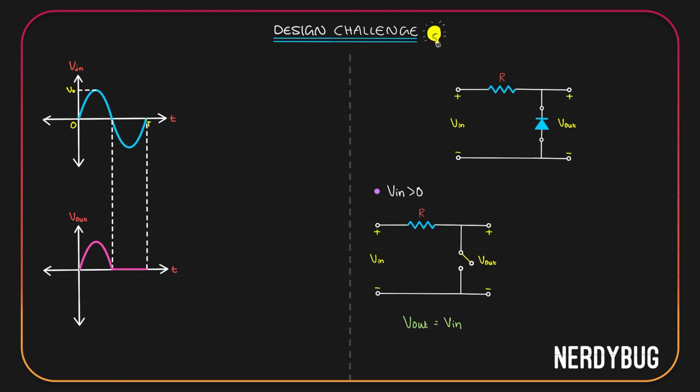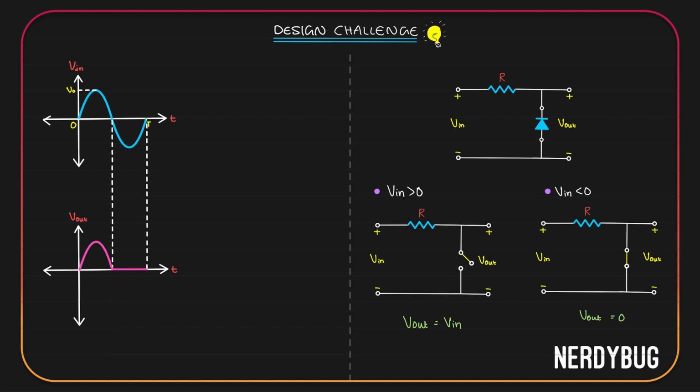Also, when input is negative, the diode gets negative potential here and positive potential here. It will be forward biased and we can model it as a closed circuit. The circuit model will look like this. The output is shorted, which means output is equal to 0. And this is exactly what we wanted as our output.